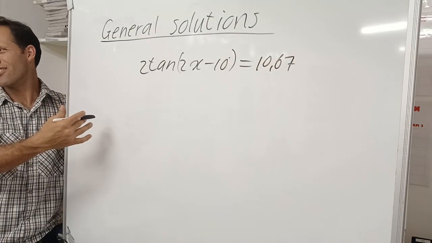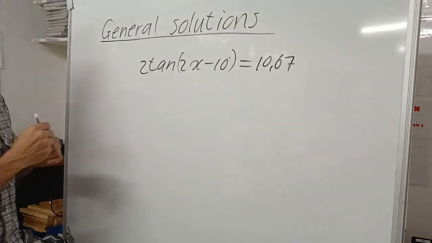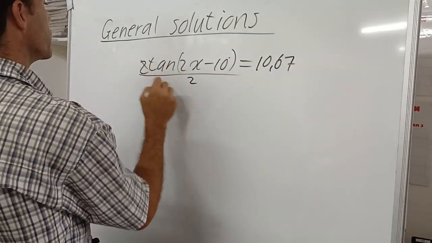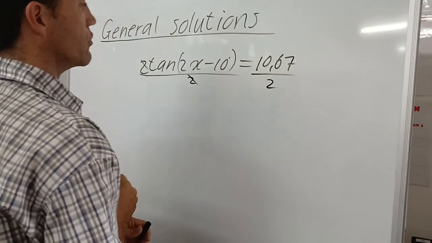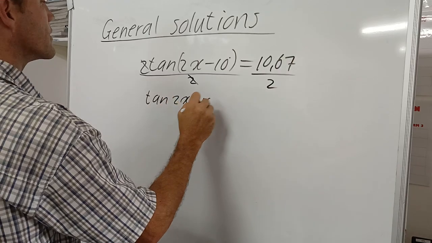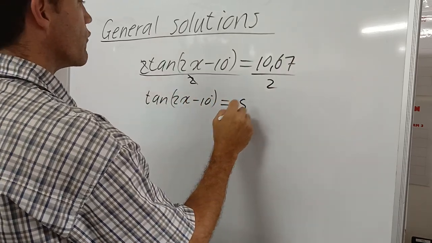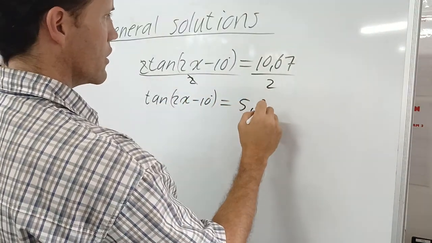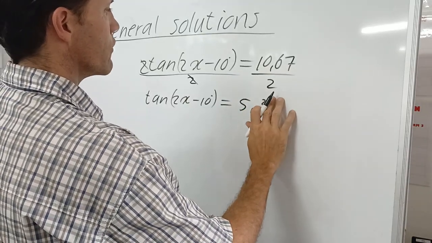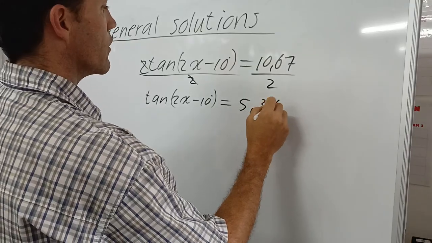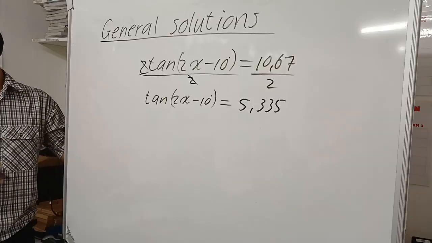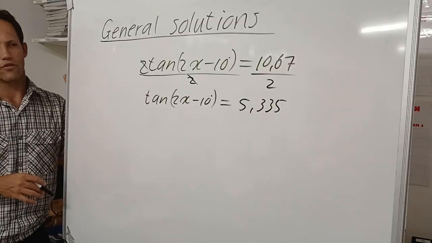Okay? Alright. The first thing we do to solve this is we first divide by 2 to get rid of that 2. So we divide both sides by 2. That's our first step. Then we've got tan (2x minus 10) equal to 5, what's this going to be? 3,35. Okay, let's leave it like that. Let's use the decimals for now.